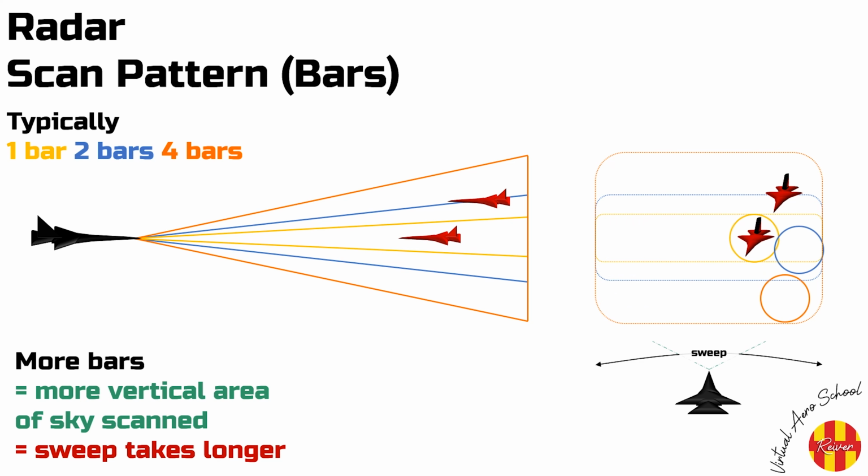Consider these two bandits here. The trailing bandit at the higher altitude is just on the cusp of the two-bar pattern. There is a chance it would not be detected. It would be detected in the four-bar pattern, but would take longer to be detected, and again, the radar track may not be as strong.